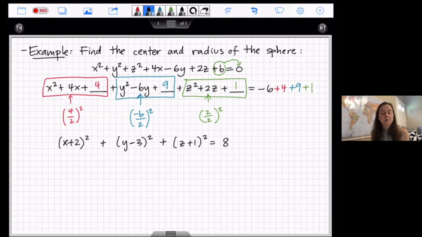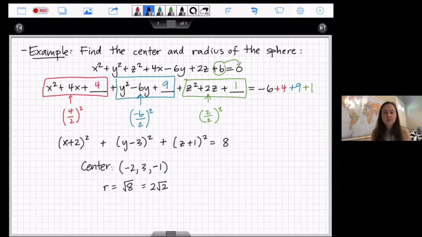All right, so now we've got the equation of the sphere written in standard form, so I can pick off the center. And that is at (-2, 3, -1). And my radius is going to be square root of 8, or 2 roots of 2.